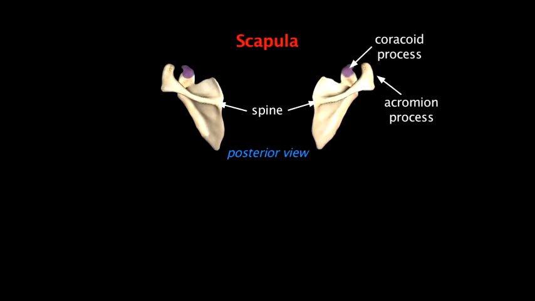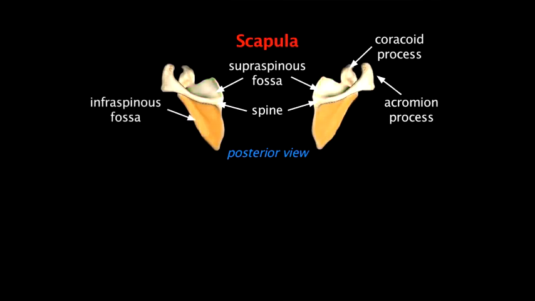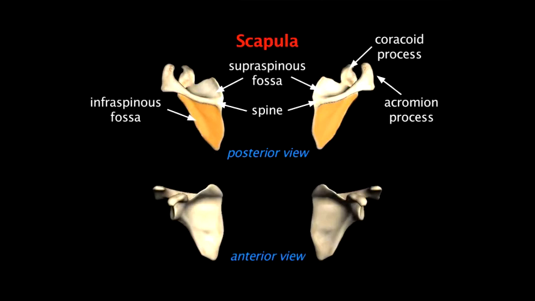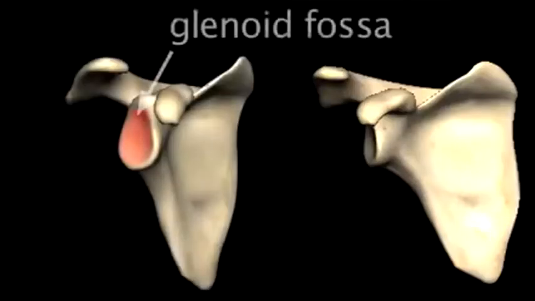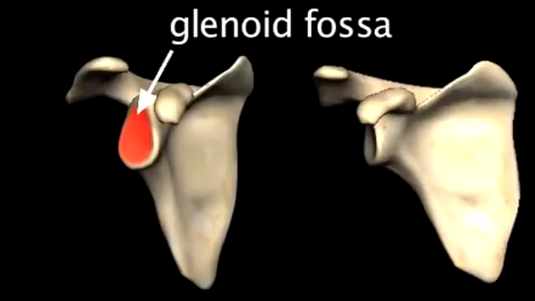Above the spine of the scapula, there is a flat surface called the supraspinatus fossa. Below the spine of the scapula, there is another flat surface called the infraspinous fossa. And here, on the anterior surface of the scapula, there is another flat surface called the subscapular fossa. All of these fossae are attachment sites for the muscles of the rotator cuff. This is the glenoid fossa, where the head of the humerus bone attaches and makes the shoulder joint.